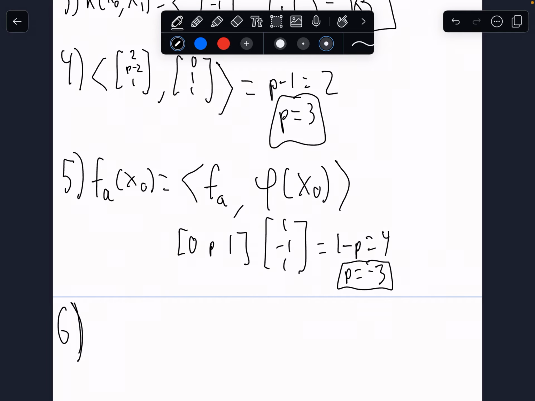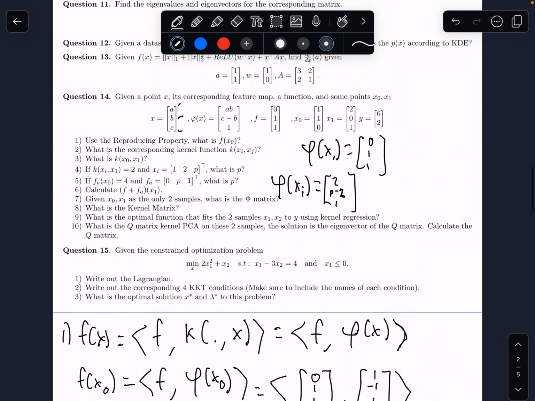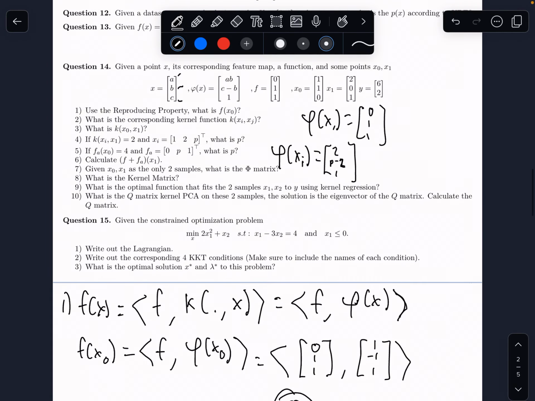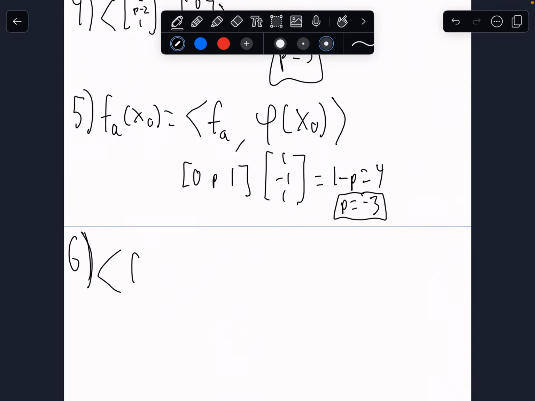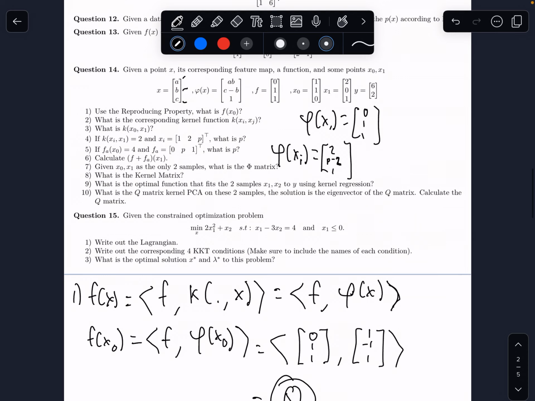Okay, now let's move on to the next one, part 6. Given the above, calculate f plus fa of x1. Okay, so let's do that. We would just add, so this would be f plus fa, and then x1 here, right? Yeah, x1.